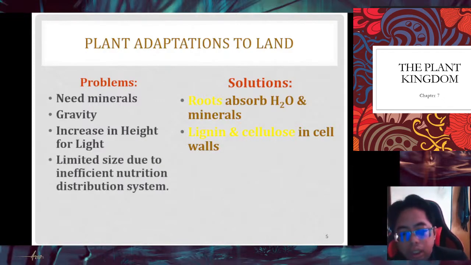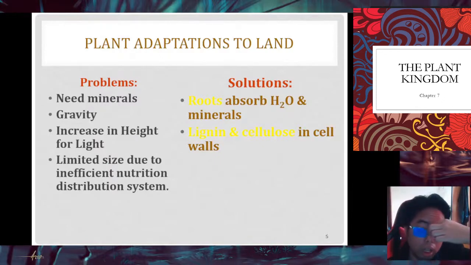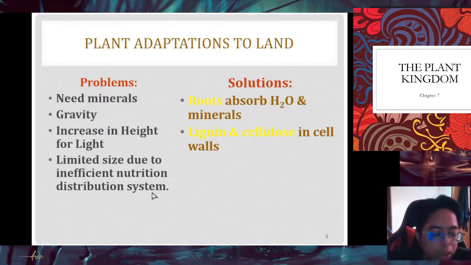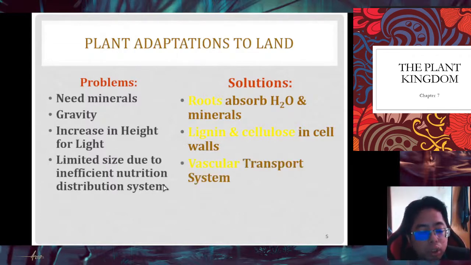Okay, so other than that, plants, if they want to go to land, they need to distribute nutrition better, because in water their size is small, and they don't need to send the nutrients very far away. But what if they want to go on land? They want to become taller to get the sunlight, but it actually makes the cells much farther apart in distance. So due to that, it cannot just be small, it must be tall, it must be big. And so nutrition distribution must be better to supply the whole plant with nutrients. So that's why they have a vascular transport system.